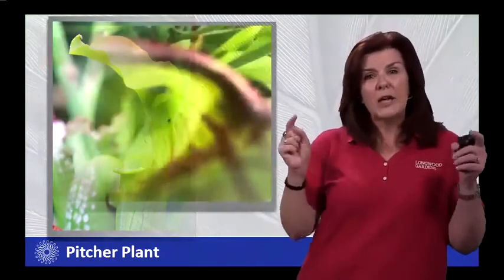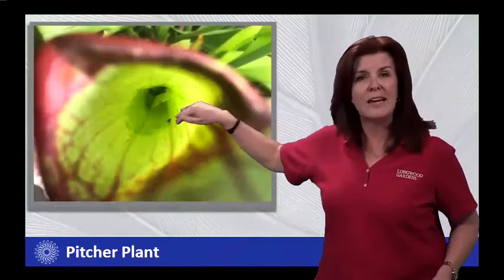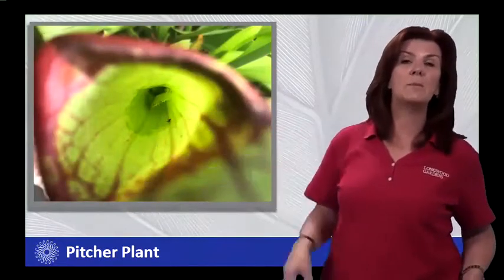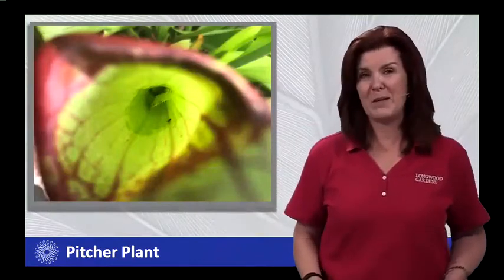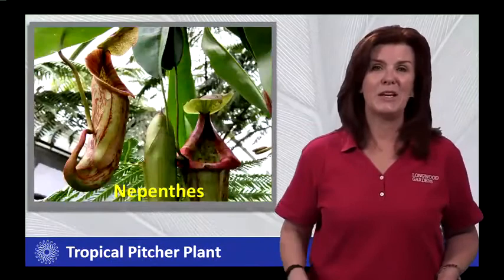So here's a look at what the insect sees once they are down inside. Again, starting here at the lip, slipping down, down, down into those digestive juices, that pitfall trap. Very interesting plant and its adaptations.